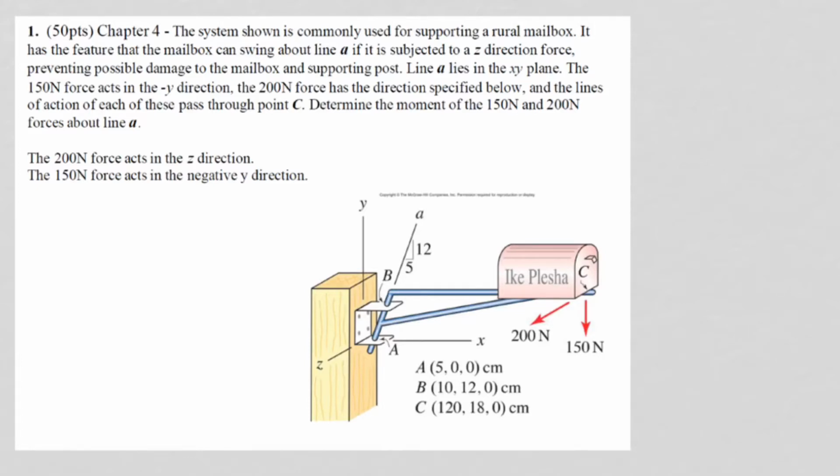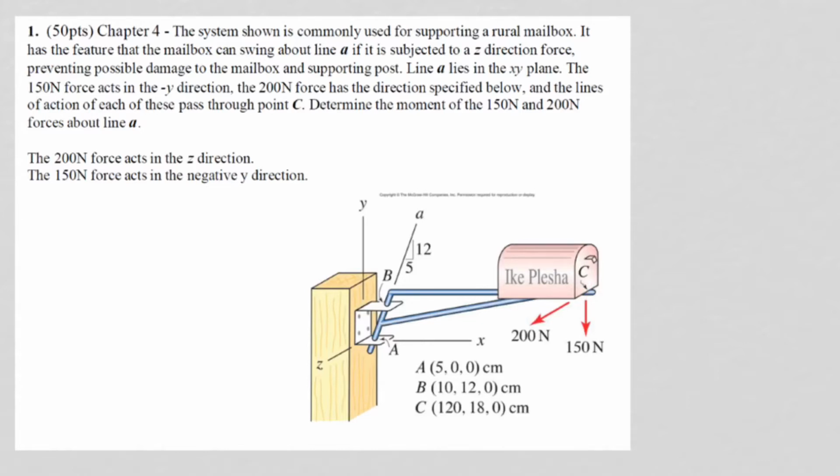In this problem, it states that the system shown is commonly used for supporting a rural mailbox. It has the feature that the mailbox can swing about line A if it is subject to a z-directional force, preventing possible damage to the mailbox and supporting posts. Line A lies in the xy plane. The 150 Newton force acts in the y direction, and the 200 Newton force has the direction specified below, and the lines of action of each of these pass through point C. This is point C here, where both of them will go through.